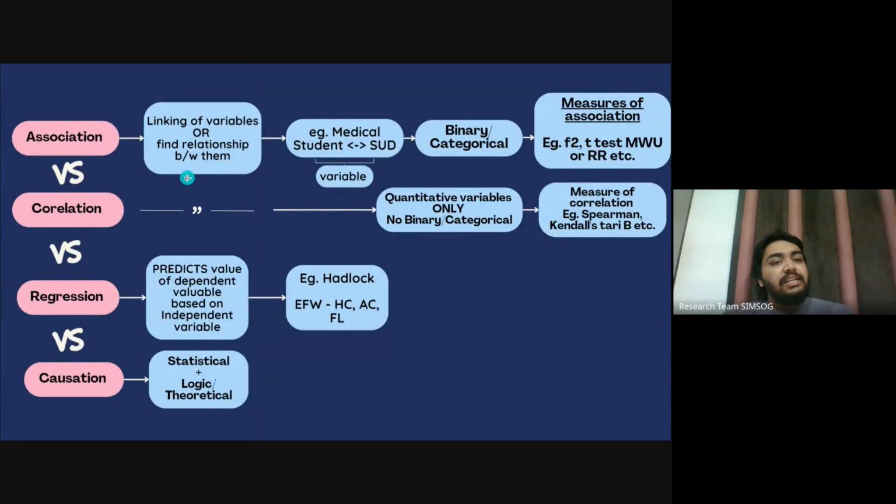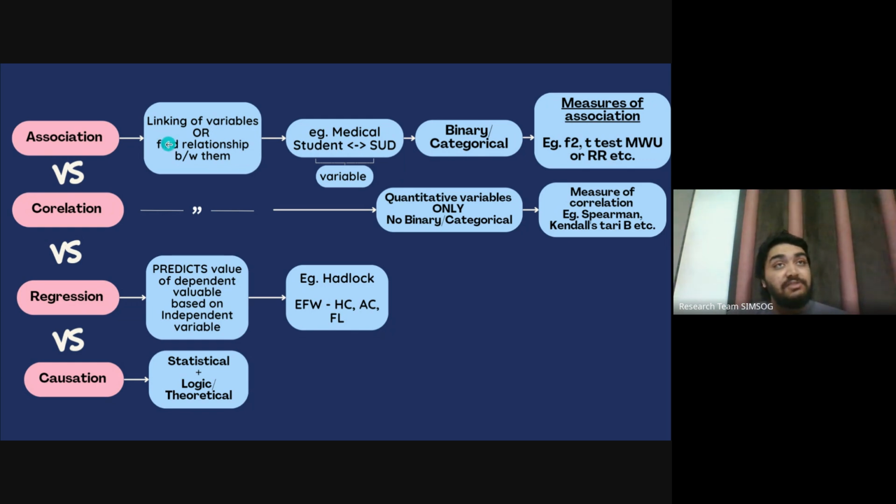Okay, so starting first with association. What is association? It is the linking of variables or finding relationship between them. I think we have covered a lot of this in the previous session, where we ask whether smoking causes lung cancer, or whether green tea is associated with lower rates of fibroids, or whether smoking is associated with preterm labor. Now when we don't know something and we want to do research, it will always start with understanding whether two things are related or not.